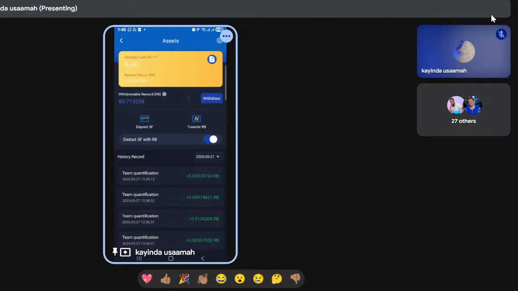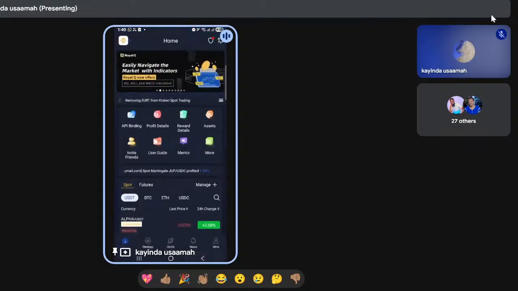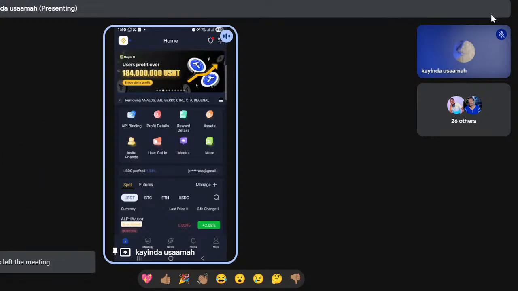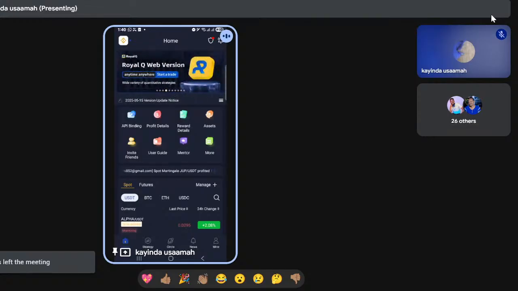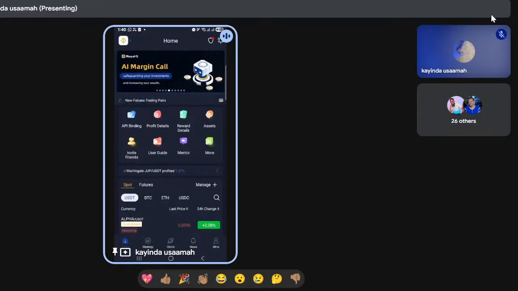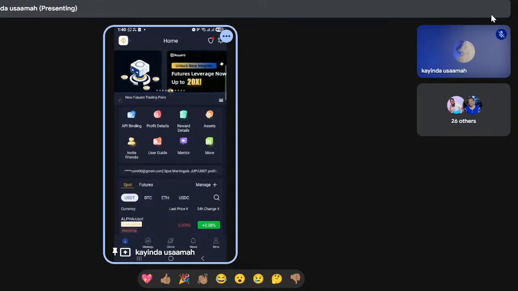Are we learning something? So keep monitoring your assets. Tap assets, check. Tap assets, check. Always. The more you make money on the profit details, the more the fuel is taken.